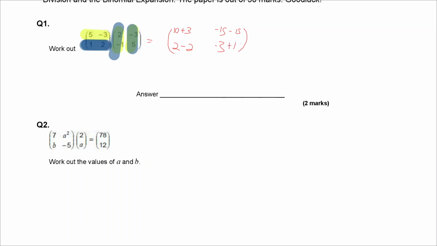And then from here, I've just got to go and collect up all of the numbers. So 10 plus 3 is 13. Minus 15 take away 15 is minus 30. 2 take away 2 is 0. And minus 3 plus 10 gives you positive 7. So 13, minus 30, 0, 7. This is the first answer, the 2 marks in the bank. I'm just going to double check I'm recording because that would be a bit of a shame. I am recording. Perfect.